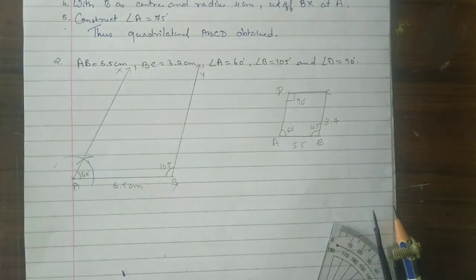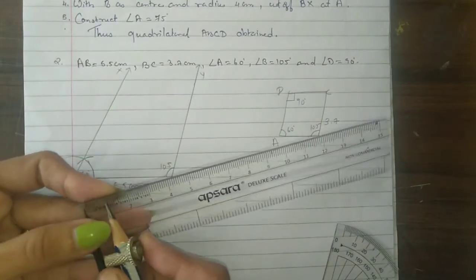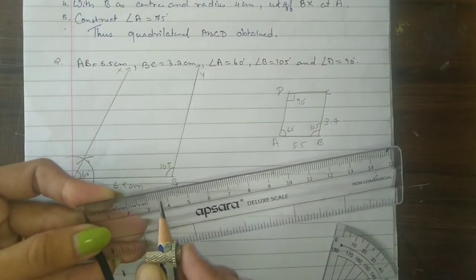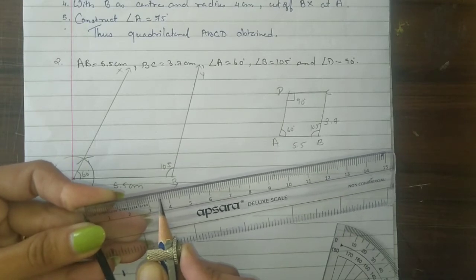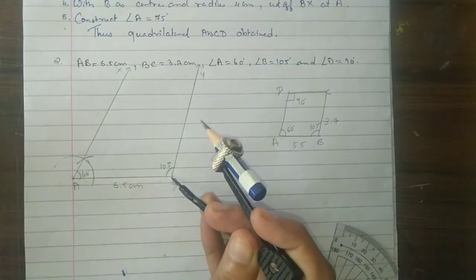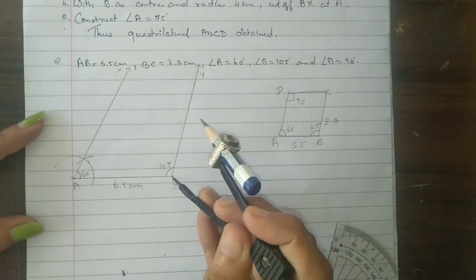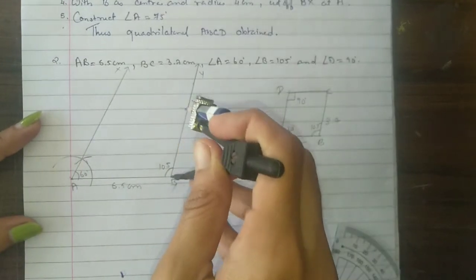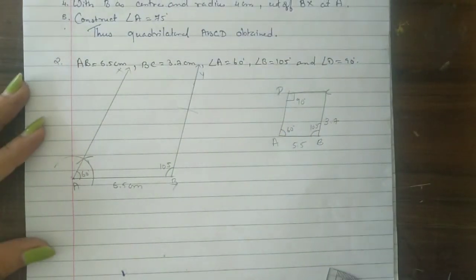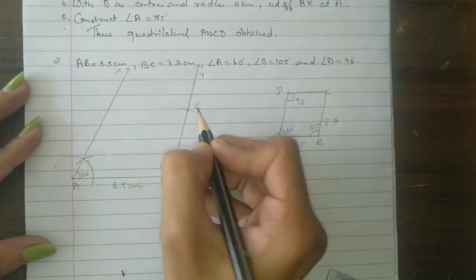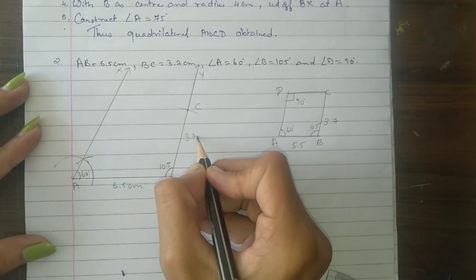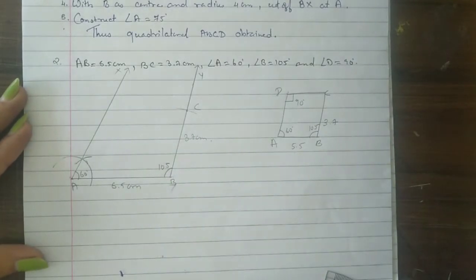Now this we have to take with the compass, 3.7 centimeter. So let us take 3.7 centimeter. Okay, draw from B, 3.7, draw from B. Intersection is point C. So this is 3.7 centimeter.